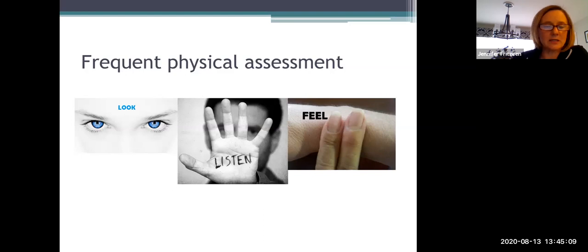So with physical assessment, look, listen, and feel. Look for increased bruising. Listen: can you hear the heart sounds? Can you hear breath sounds? Can you hear peristalsis?